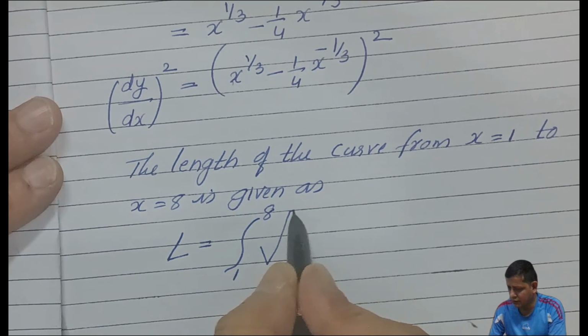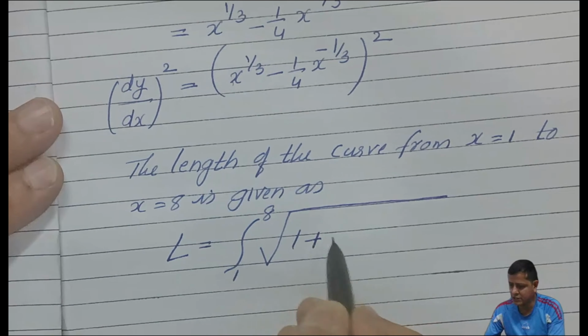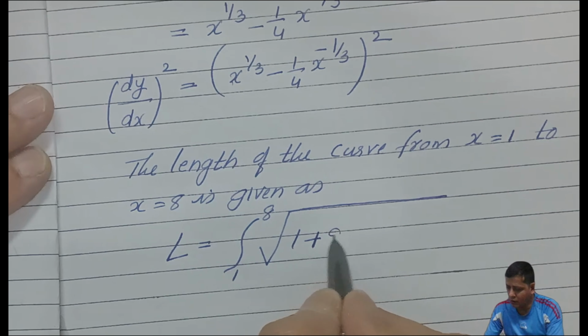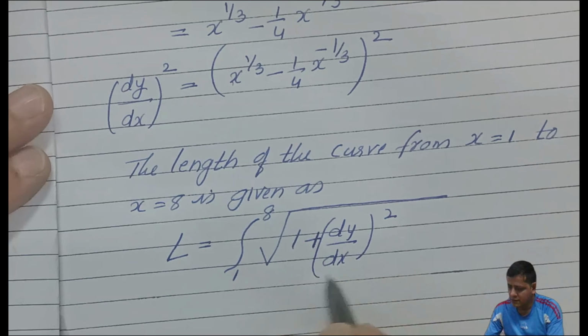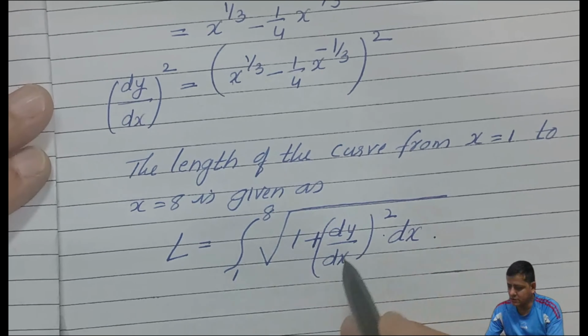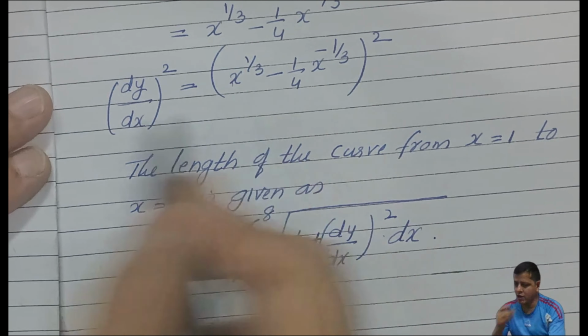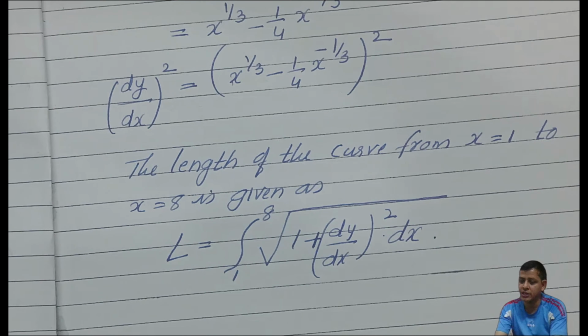L is equal to, we have 1 to 8. We already know the formula. So that formula says 1 plus what? 1 plus this whole thing, because it is dy by dx whole square, dx. So in place of dy by dx whole square, we put this whole equation. So we have nearly solved the question, right? We have nearly solved the question.